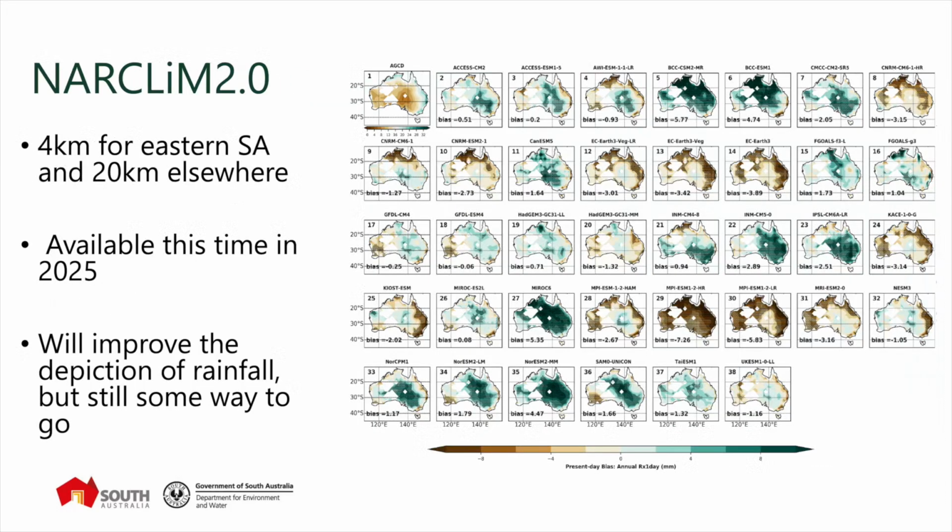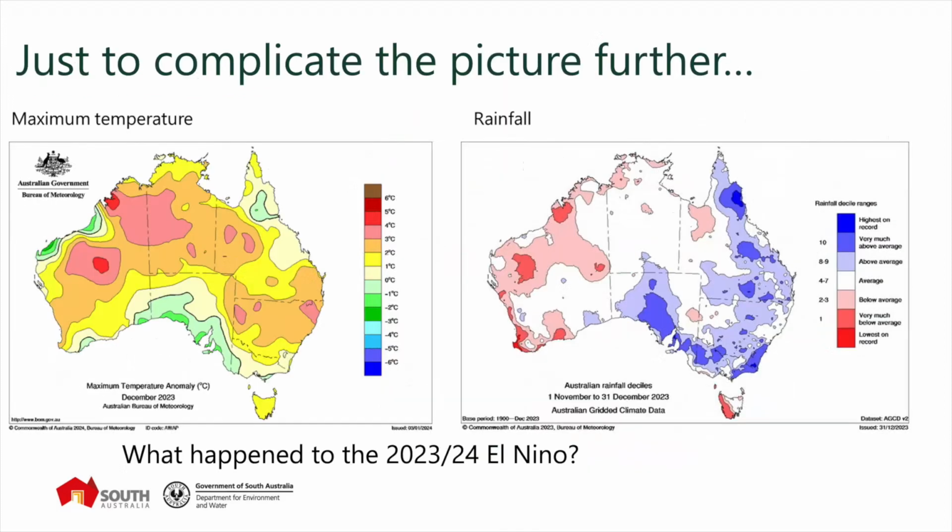So yeah, I mentioned NARCLIM 2 will improve things, but it's still some way to go with that. It's just showing all the different range of models that we've got available, and there's the evaluation process that they go through with that. And the models all do have different biases, so the different GCMs. It's important, this evaluation process, in terms of evaluating which one's best for Australia.